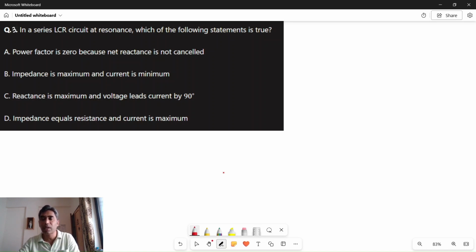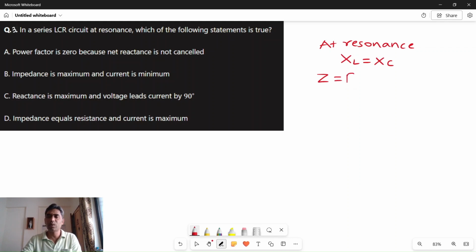What happens at resonance? Inductive reactance becomes equal to capacitive reactance. So impedance is equal to R. Impedance is equal to R. So this is actually the minimum impedance. Impedance is minimum, so this option is wrong. Impedance is minimum, so therefore current is maximum. So this option will go.